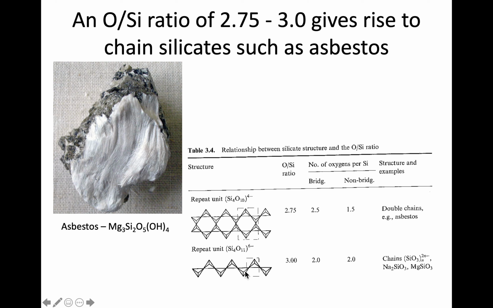And then the other chains as well, there's examples down here, but they would have an oxygen ratio, and we're getting more and more non-bridged oxygen. So there's less of those bridged in these cases.